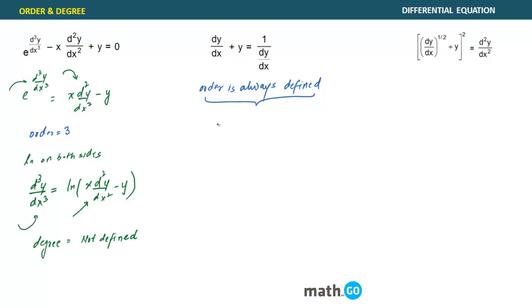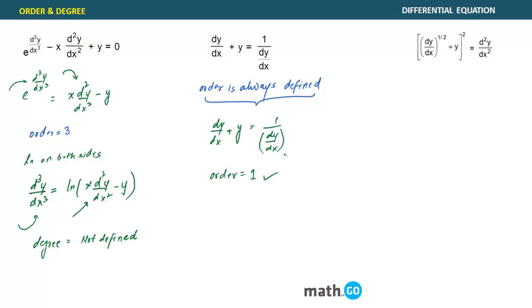Let's take the other one. Here in this problem you have given dy by dx plus y is equal to 1 upon dy by dx, right? And since 1 upon dy by dx can be written as dy by dx raised to power minus 1, this is now not in the polynomial format. So you can immediately say that order is 1. That is not a problem, right? Order is 1 because the highest derivative available in this equation is 1.